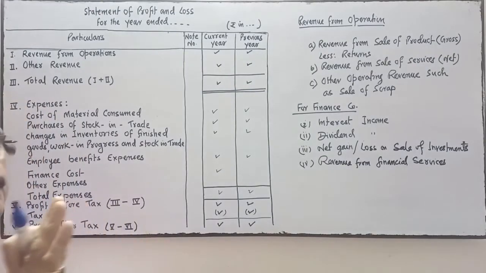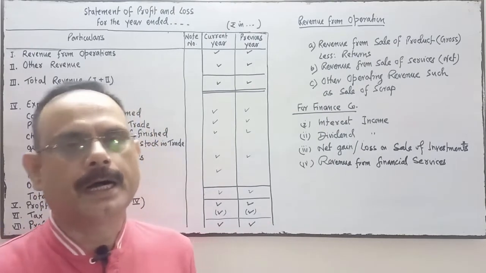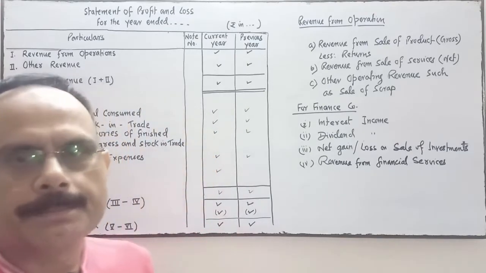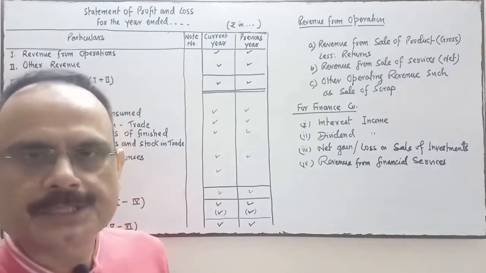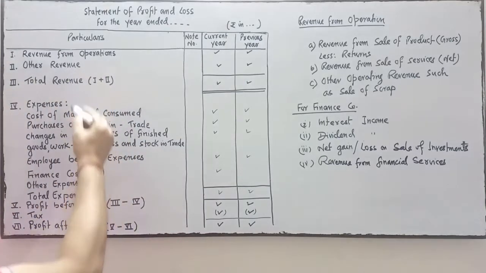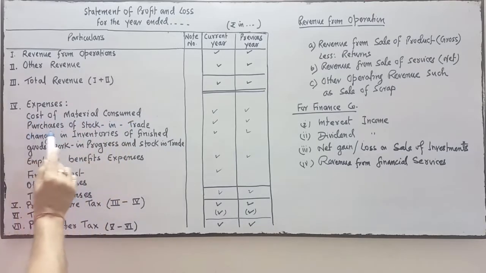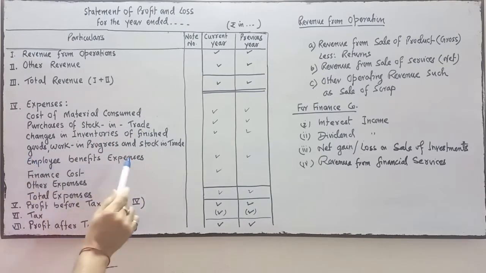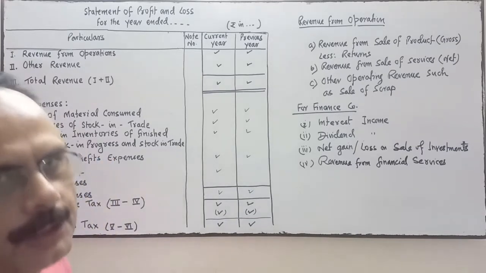So the statement of profit and loss is prepared by the company under Schedule 3, Part 2 of the Companies Act 2013 in a specified format. The sequence will be the same. You can't make changes in this sequence. Cost of material, purchase of stock in trade, change in inventories of finished goods, work in progress and stock in trade, employee benefit expenses, finance cost and other expenses.